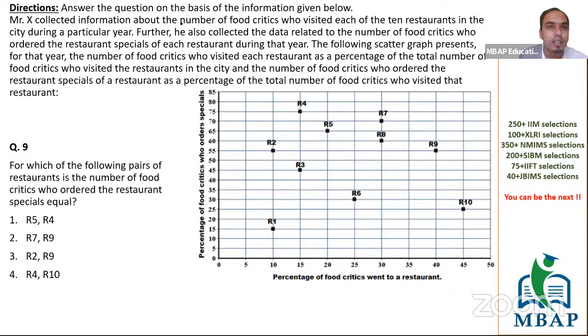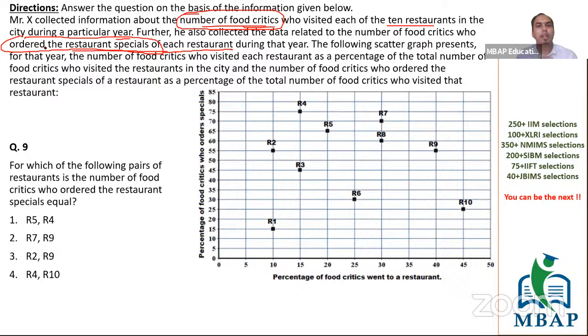Mr. X collected information about the number of food critics who visited each of the 10 restaurants in the city during a particular year. Number of food critics. Basically, food critics are people who go and give opinions about food. Further, he also collected the data related to the number of food critics who ordered the restaurant special of each restaurant during that year.